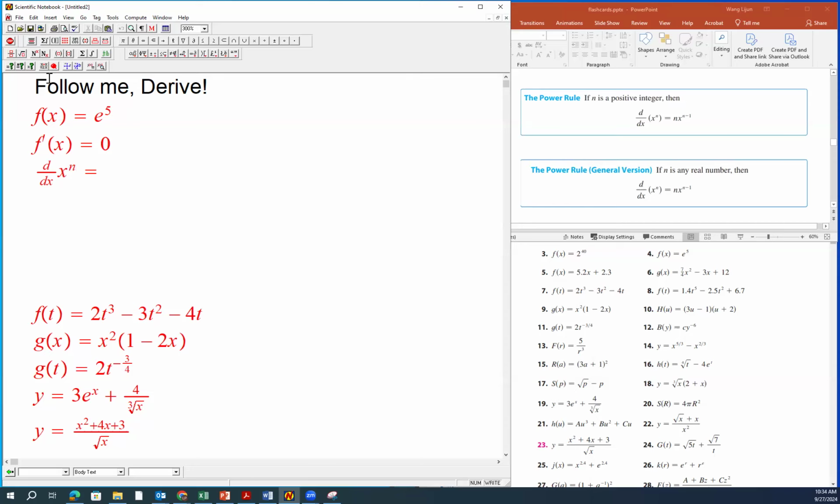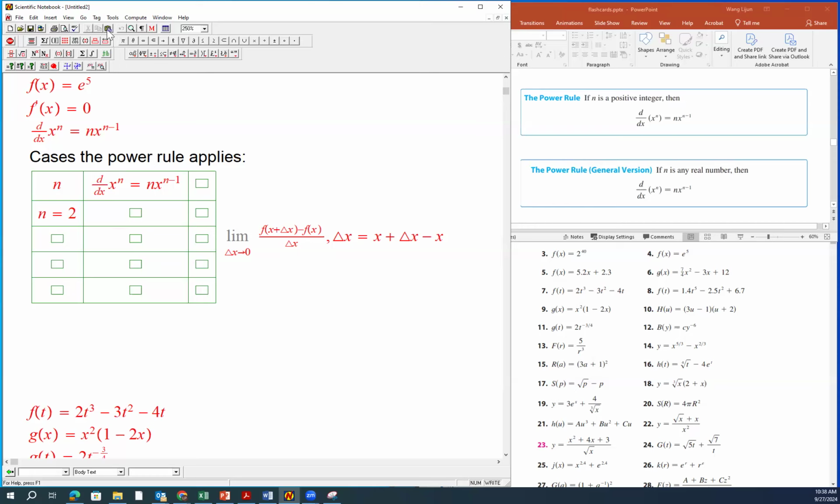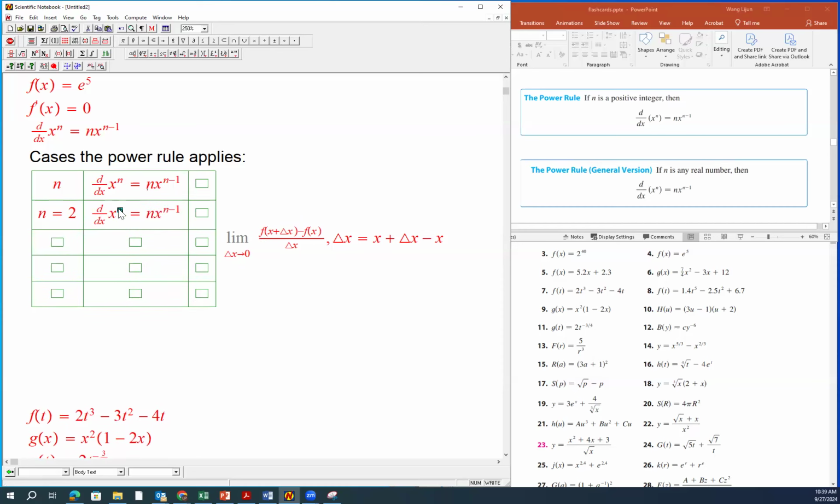So let's look at some of the situations here. If n equals 2, we're differentiating x squared. So you just plug in the numbers. n is 2, differentiating with respect to x.